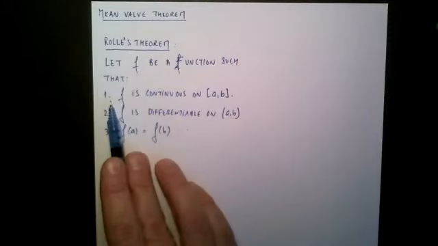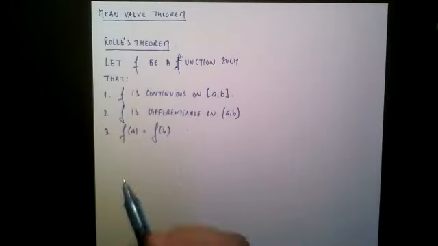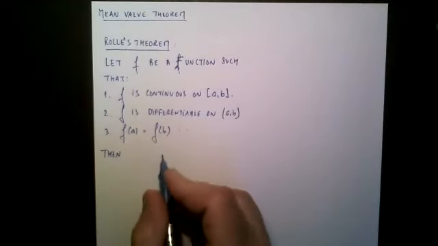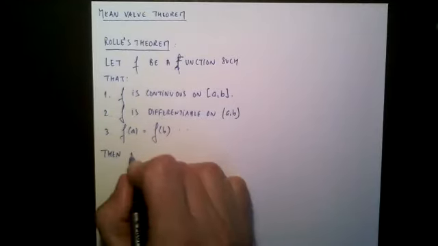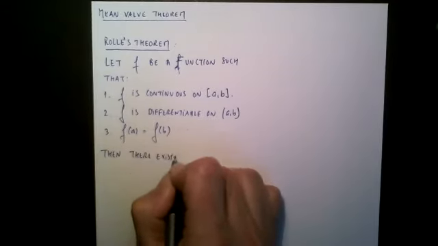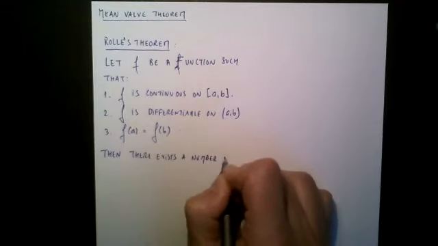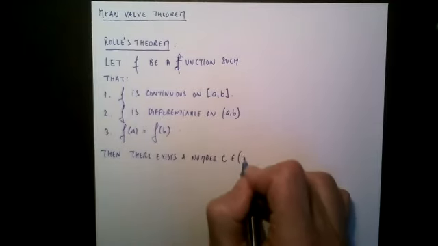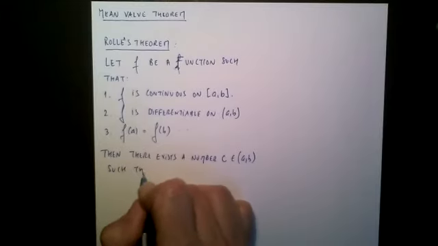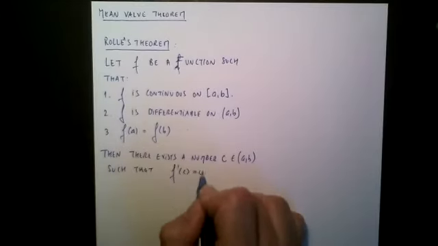Okay, so if a function f is continuous, differentiable, and f of A equals f of B, then there exists a number C in the interval AB such that f prime of C is equal to 0.